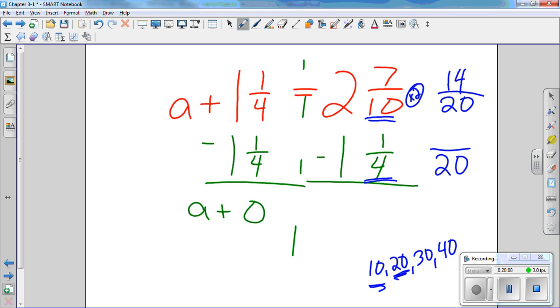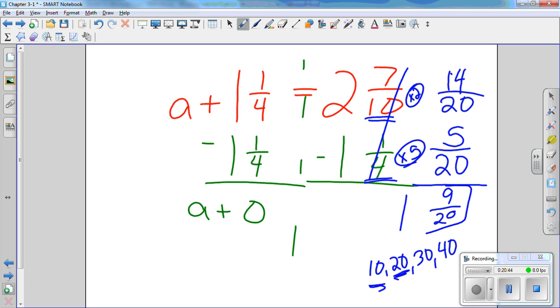How do I get from 4 to 20? Times 5. 4 times 5 is 20. 1 times 5 is? Now you subtract. Now, what about your whole numbers? They stay. Basically, this is what I used to do. I used to cross that out and say, okay, now I have 2 and 14 20ths minus 1 and 5 20ths. 14 minus 5? So I have 9 20ths. 2 minus 1? Can I reduce that at all? No. Nope. Your answer.